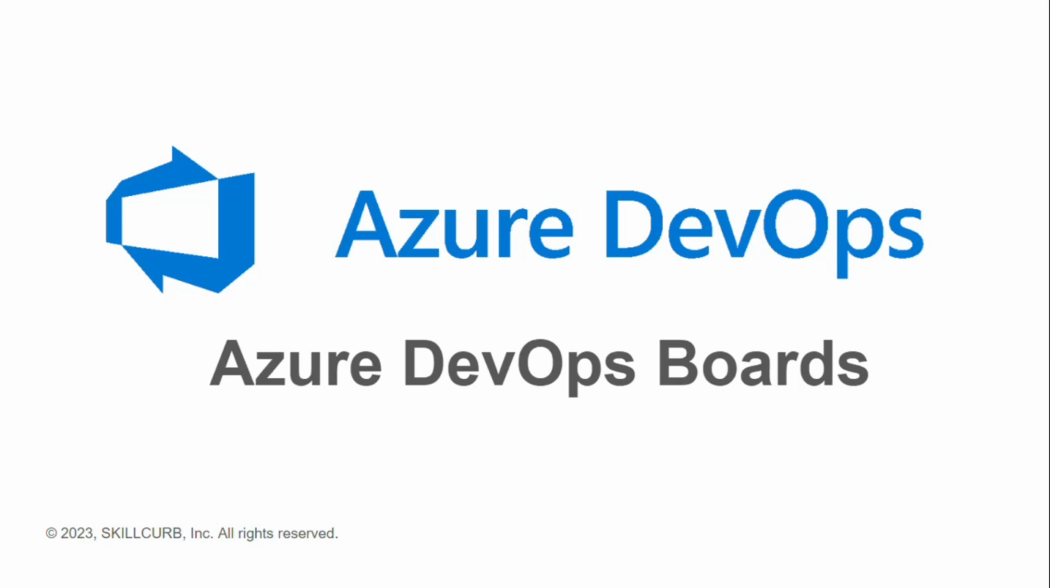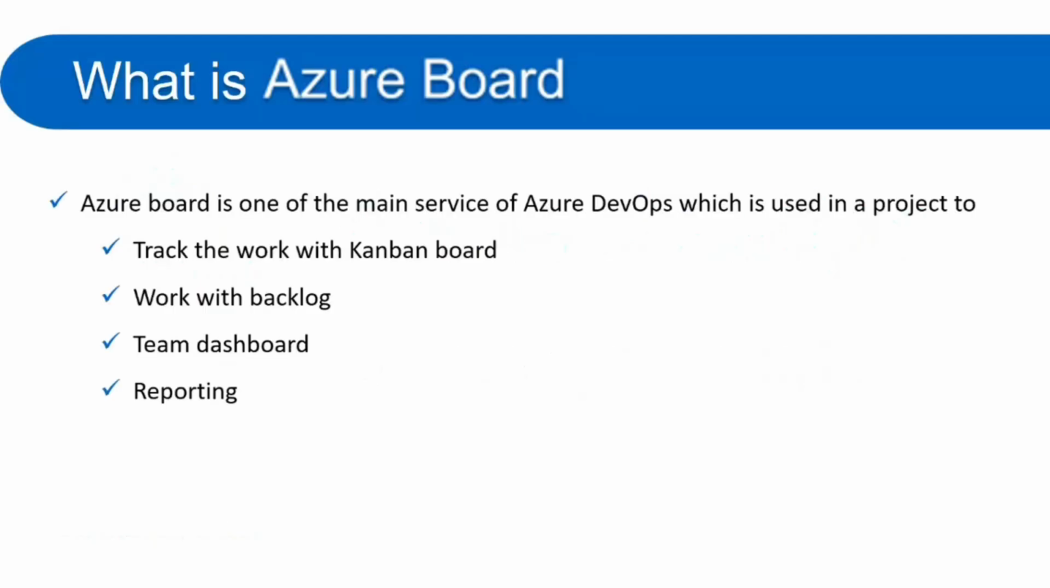Welcome back. In this video, we are going to see what are boards in Azure DevOps. So Azure Boards is one of the main services of Azure DevOps, which is used in a project to track the work with Kanban board, the work with the backlog, team dashboard, and reporting. In other words, we can say that Azure Boards is a DevOps interface of service that allows teams to manage projects throughout the development lifecycle.